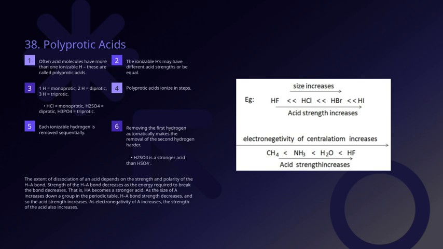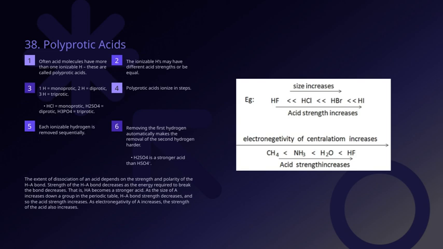Now, moving on to polyprotic acids, these are acids that can donate more than one proton or ionizable hydrogen. They tend to ionize in steps, meaning each hydrogen is removed sequentially. Interestingly, the ionizable hydrogens in these acids can have different acid strengths, or sometimes they can be equivalent.